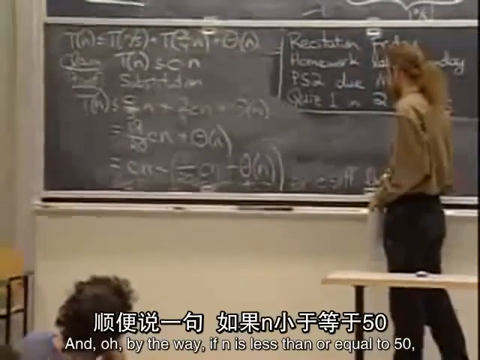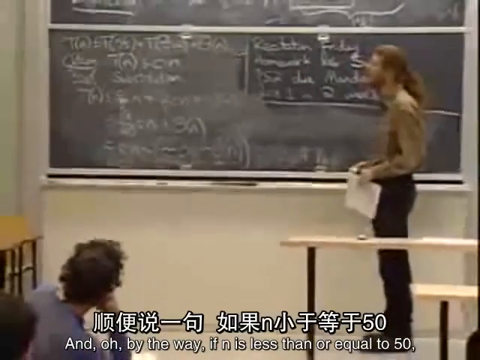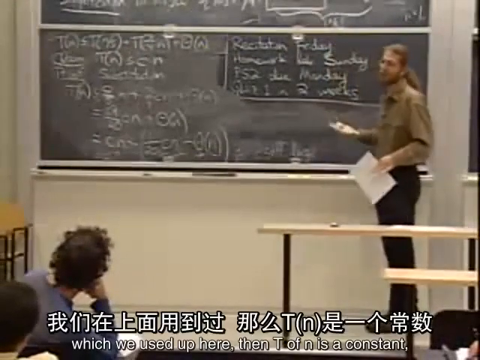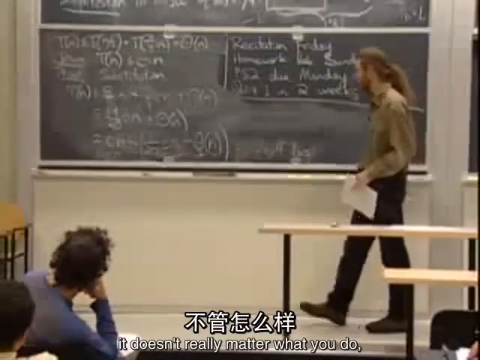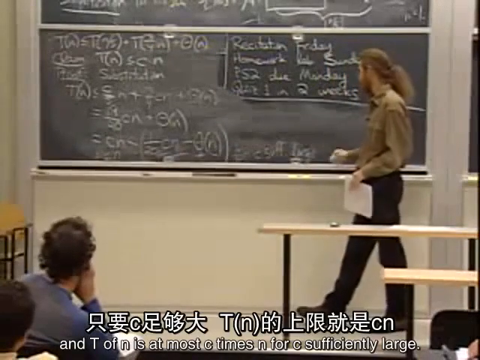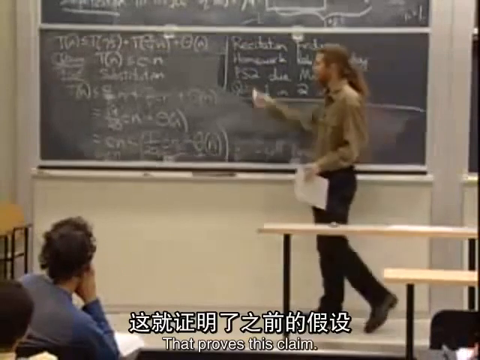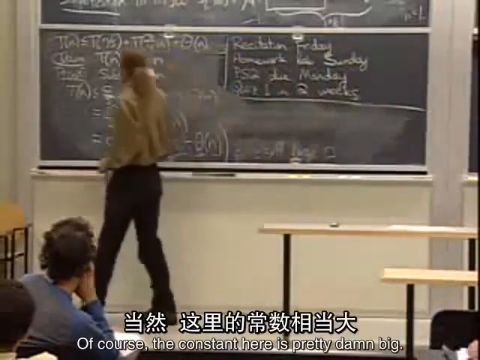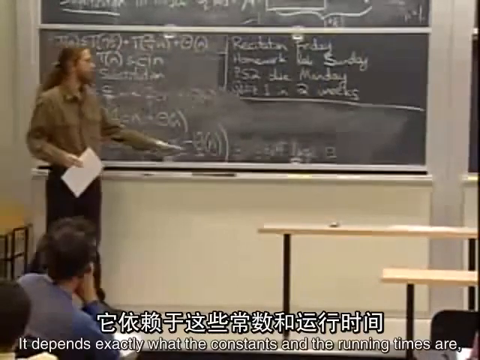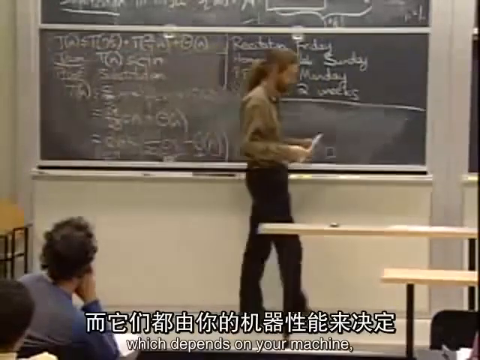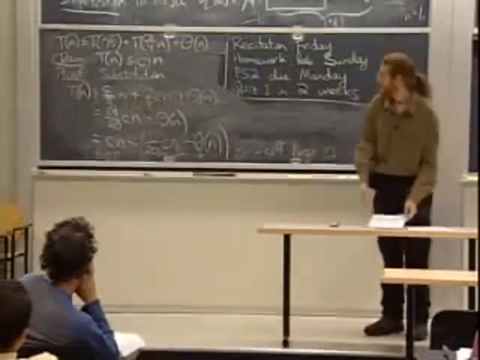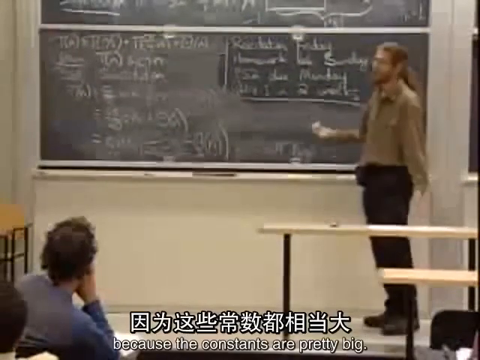And oh, by the way, if n is less than or equal to 50, which we used up here, then T of n is a constant. It doesn't really matter what you do. And T of n is at most C times n for C chosen sufficiently large. That proves this claim. Of course, the constant here is pretty damn big. It depends exactly what the constants in the running times are, which depends on your machine. But practically, this algorithm is not so hot because the constants are pretty big.